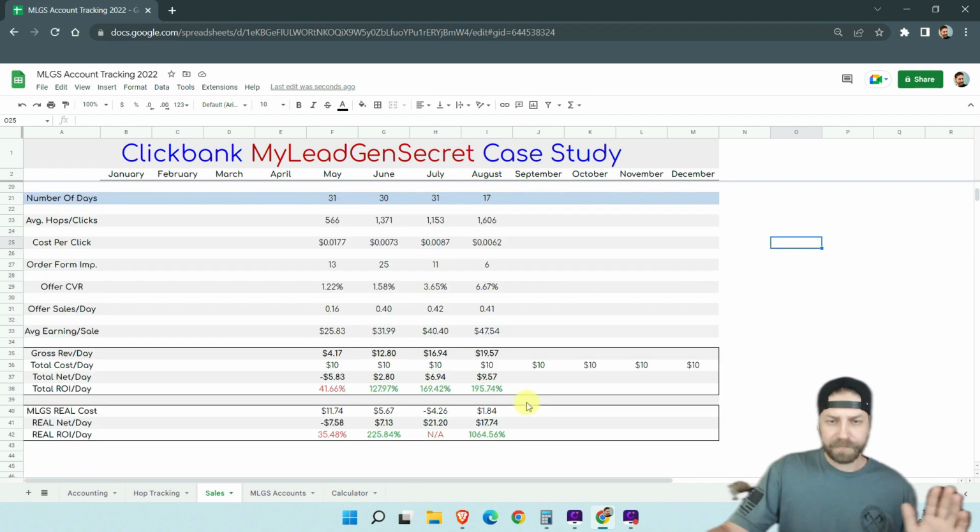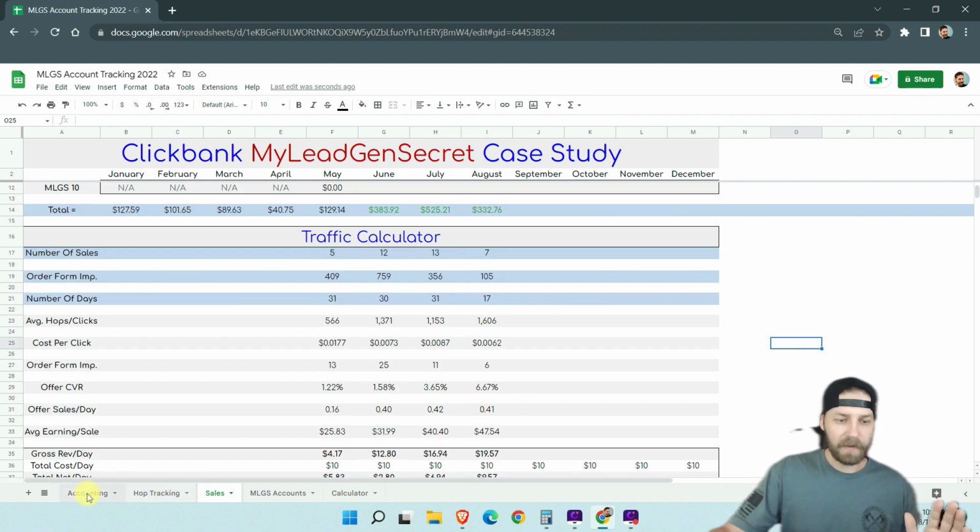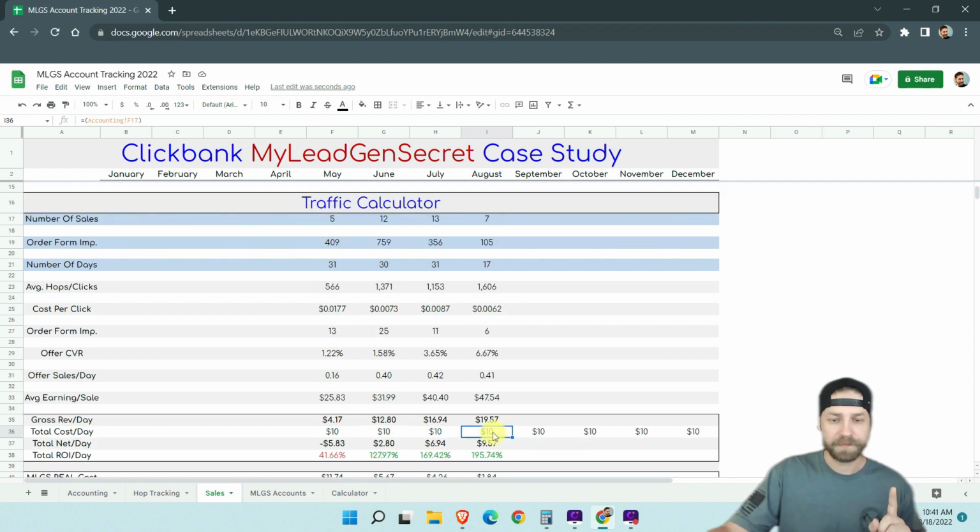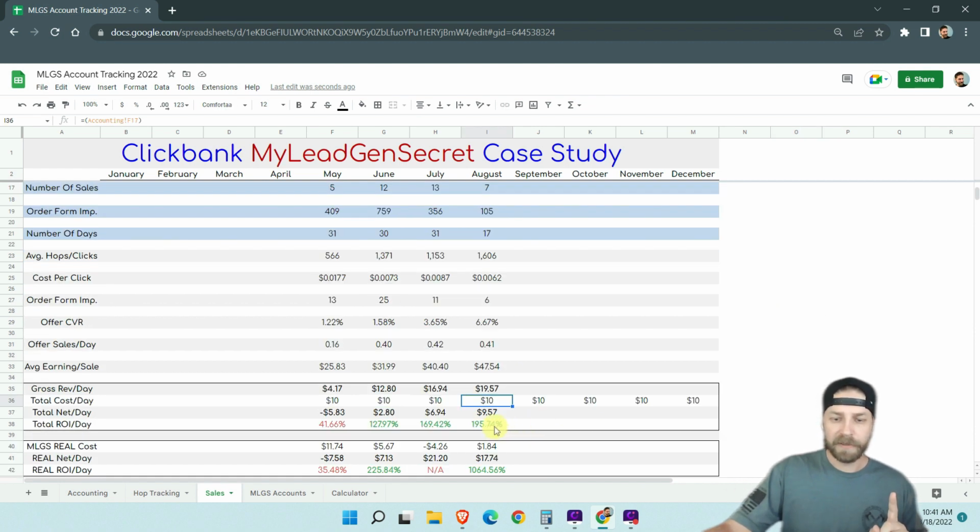So the number of accounts, I have 10 accounts, and remember, it's costing me $1 per day per account, so that's $10. But if you understand My Lead Gen Secret, you can actually earn from My Lead Gen Secret by referring people to them. It reduces the amount of cost per day.